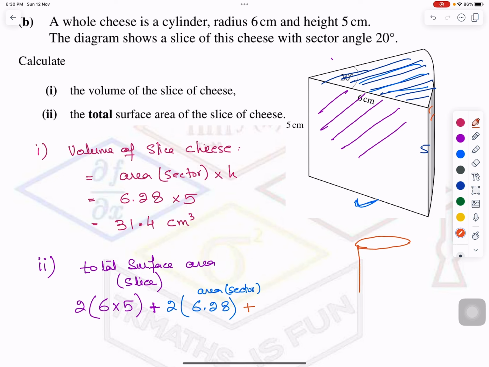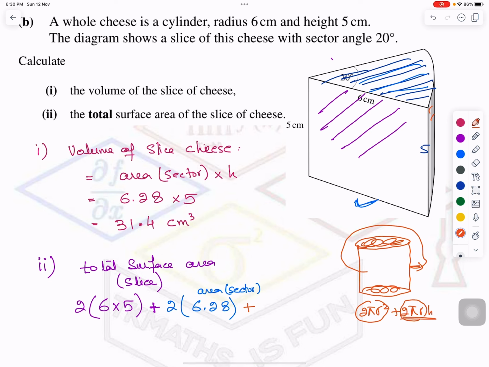You remember in the cylinder, when you find the surface area, what is the surface area of this? It is always equal to what? When we write the surface area of the cylinder, we write 2 pi r square plus 2 pi rh. This 2 pi r square is the top and the bottom, and the side all around it in the cylinder is 2 pi rh, where 2 pi r is the circumference and h is the height.